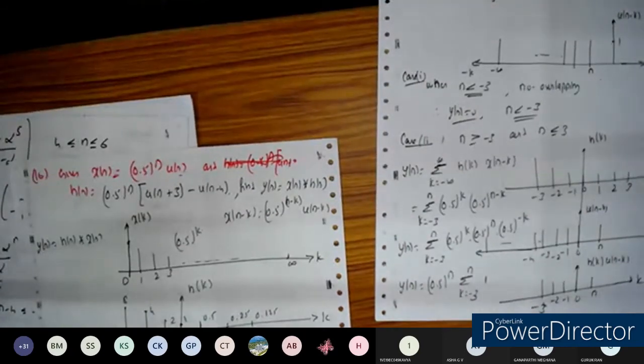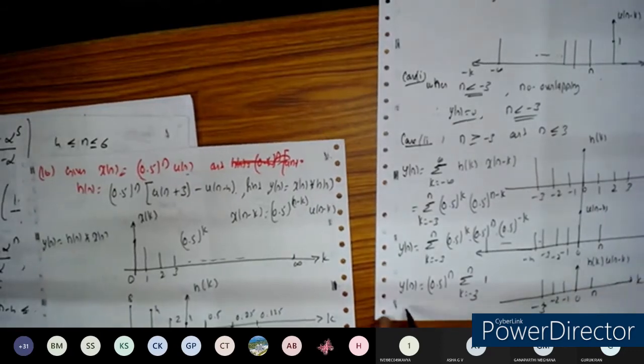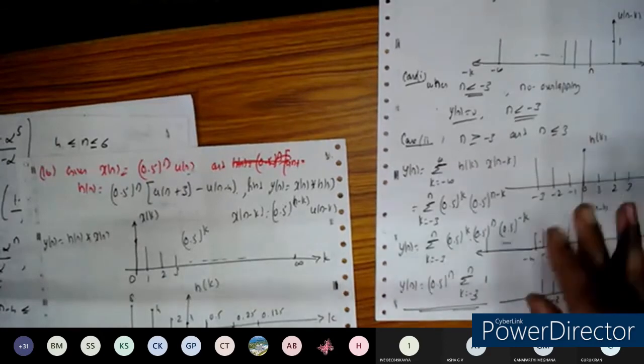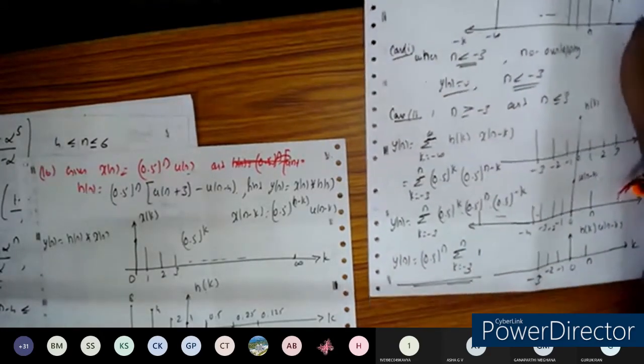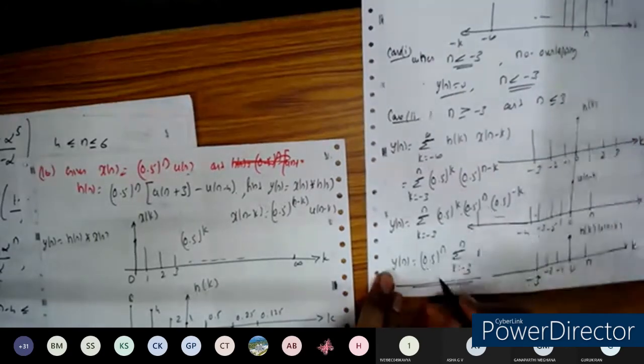So we know the sum of ones. When it is taken from 0 to n, it will be n plus 1. When it is taken from -3 to n, it will be n plus 1 minus of -3, so it becomes n plus 1 plus 3, which is n plus 4. Everyone got this? This is 0.5 to the power of n.